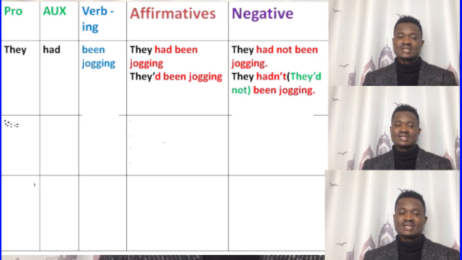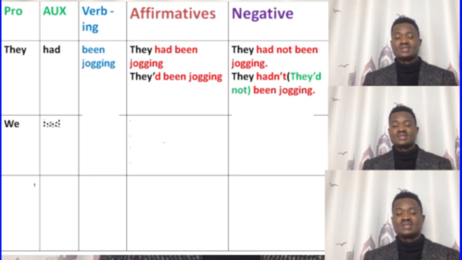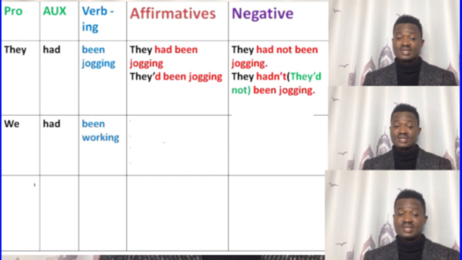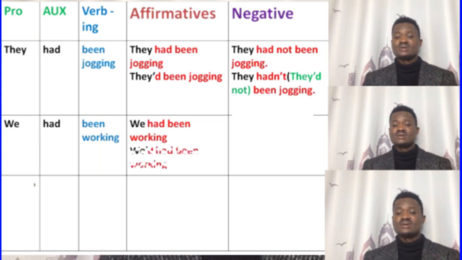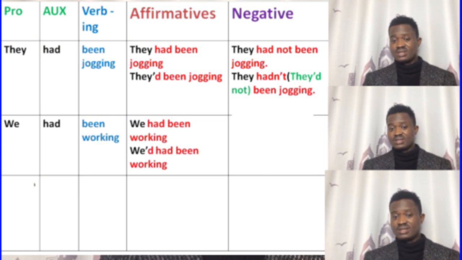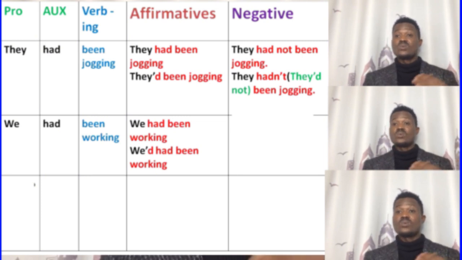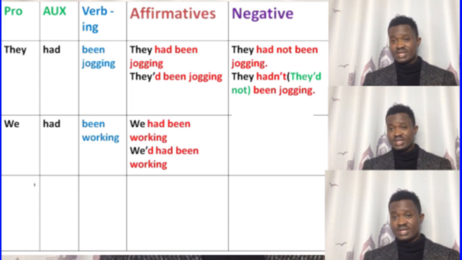Okay. All right, guys. Let's go to we, the plural form. We. The auxiliary verb had, verb ing, been walking. So the be verb and walking, all right? So the affirmative form is going to be what? We had been walking. We had been walking, all right? So, okay, the contraction form is going to be: we'd been walking. We'd been walking. So we had, we got to say we'd been walking, all right?